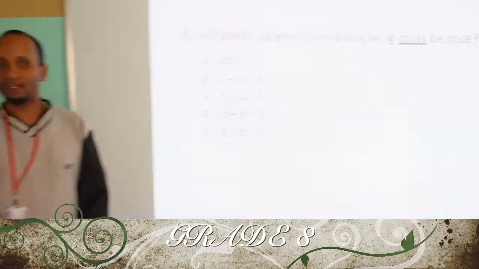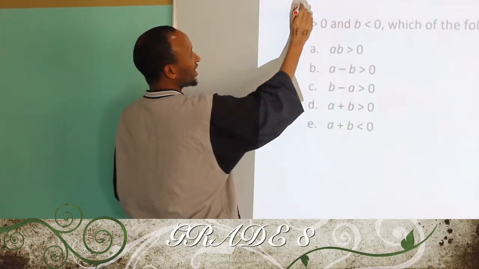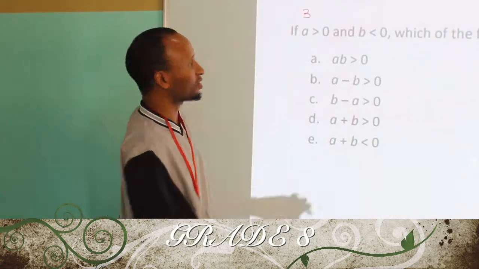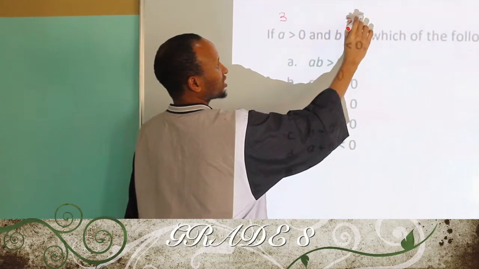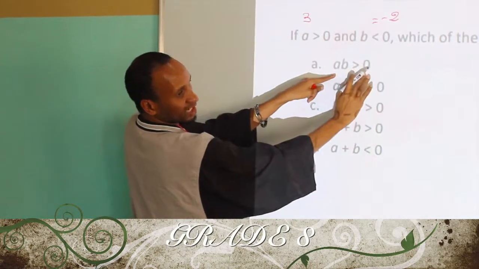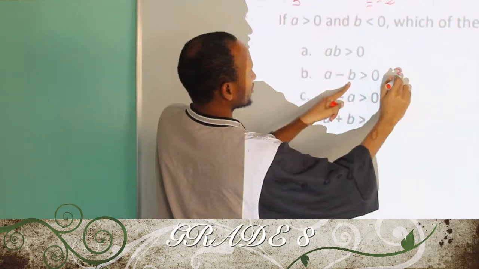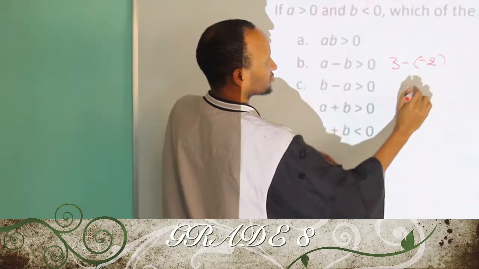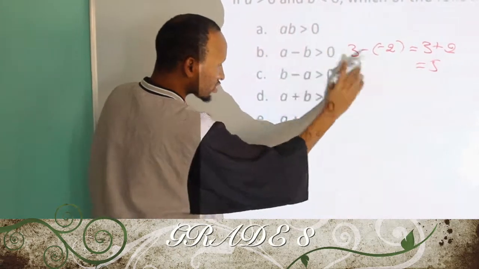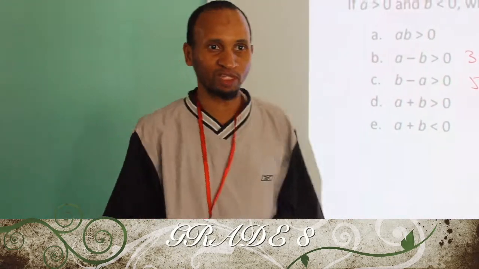If you don't see any of that, give yourself some numbers. They said A is what? Is positive. Any positive number, say 3. B is negative. Any negative number. Negative 2 maybe. And then see, if you multiply this, what do you get? You get negative 6. Is negative 6 positive? No. If you do this, you get 3 minus negative 2. That gives you 3 plus 2, which is 5. You get 5 greater than 0. Is this true? Yes. So the answer is B.